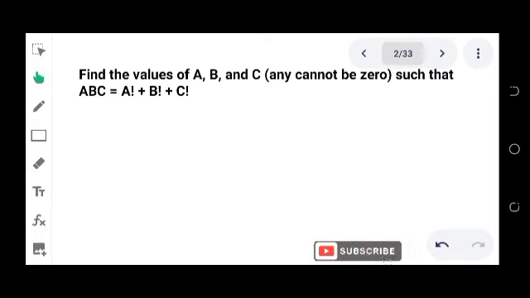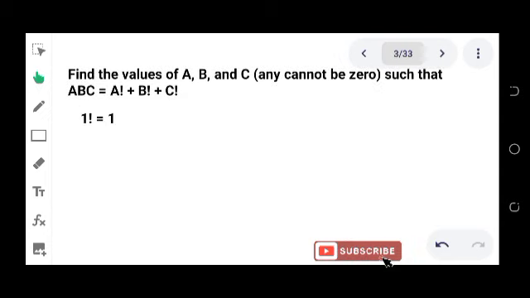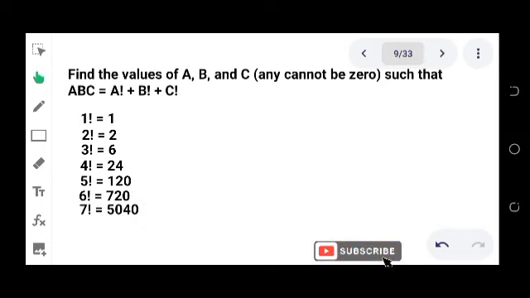Now, since the number has three digits, we're going to look for numbers that have factorials that are equal to a three-digit number. Let's try to explore the factorials. 1 factorial is 1, 2 factorial is 2, 3 factorial is 6, 4 factorial is 24, 5 factorial is 120, 6 factorial is 720, and 7 factorial is 5040.